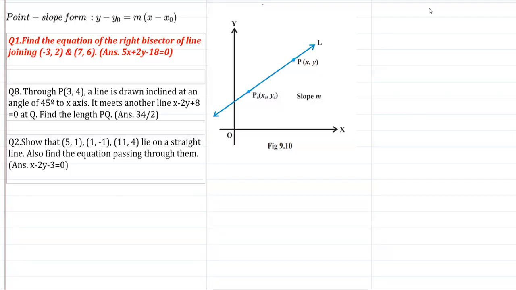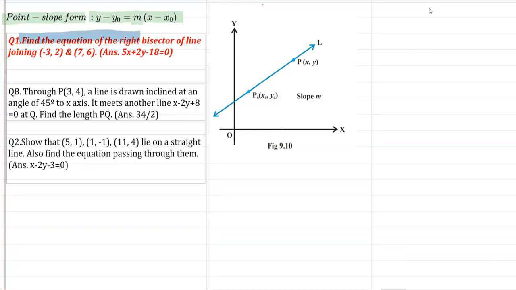In this video, we'll do some questions based on this point slope form. That means forming an equation of a straight line when we know one of its points, that means its coordinates, and we also know its slope. So let's begin with one of these questions.